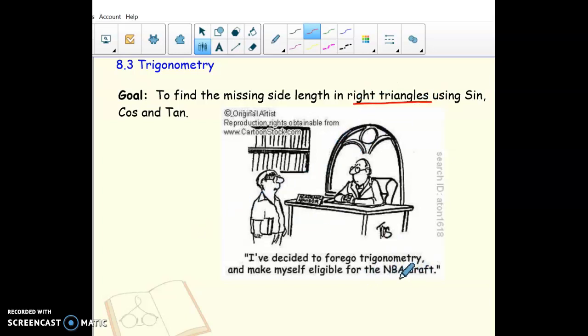If you are planning to go into the NBA draft, then you can skip this lesson, right? You probably won't need this trig when you get to the NBA. So just make sure you send your Algebra 2 teacher a few dollars once you sign your first big contract.